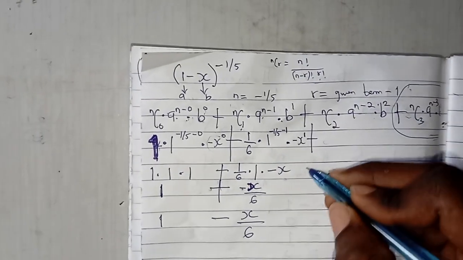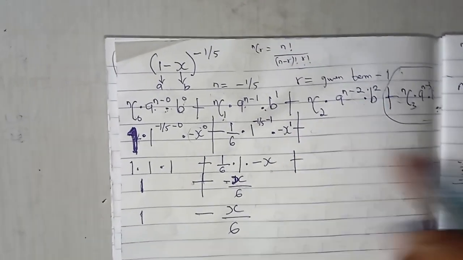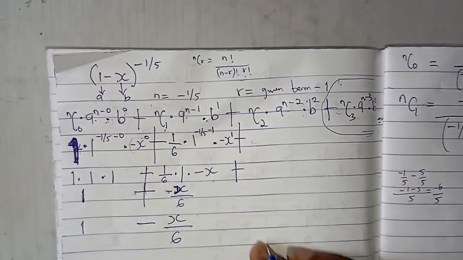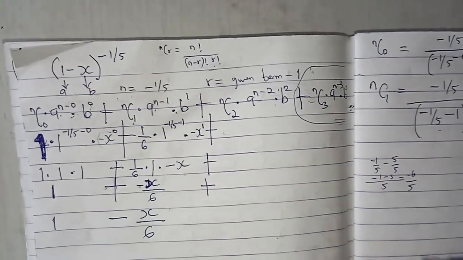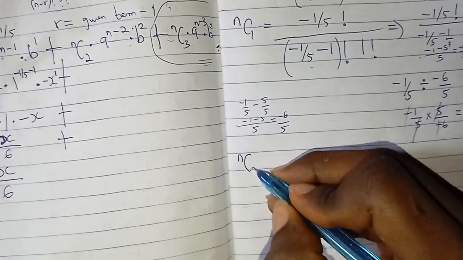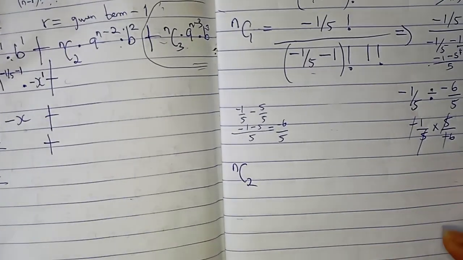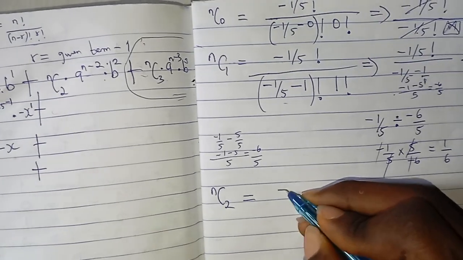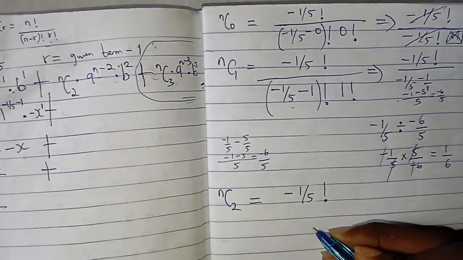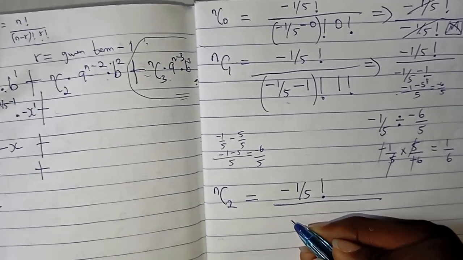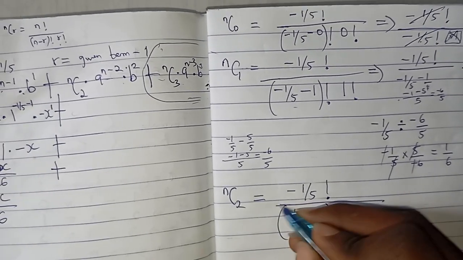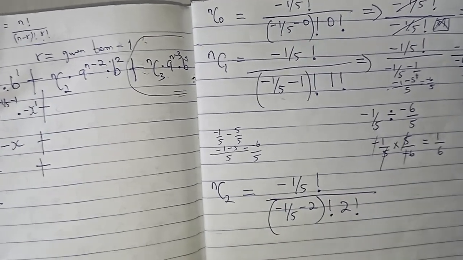So let's move to this part, the third term. For the third term, I have n combination 2. Just pay attention there. n combination 2 will simply be minus 1 over 5 factorial all over minus 1 over 5 minus 2 factorial, 2 factorial.